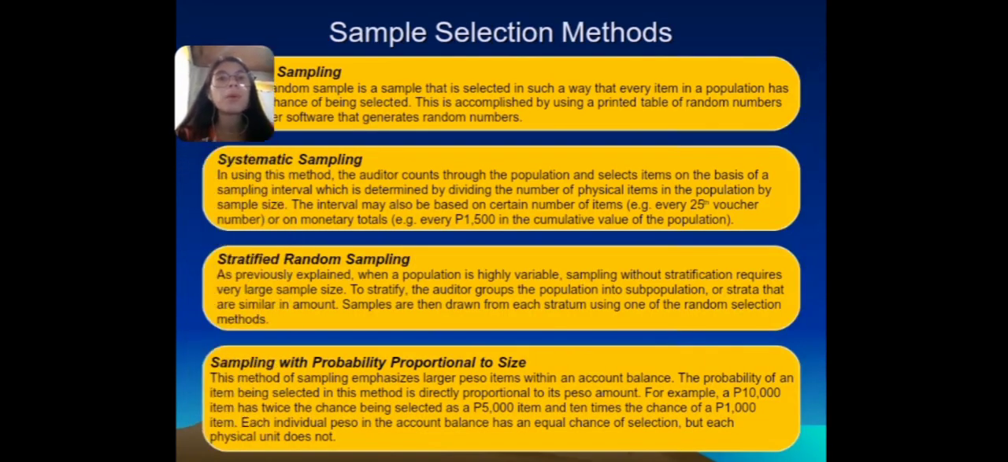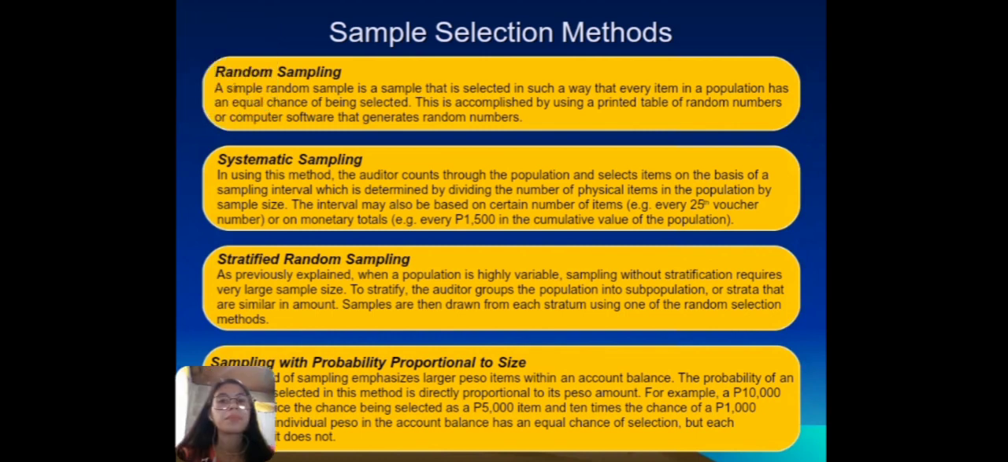Okay, for the sample selection methods. First we have random sampling. So when it's a random sampling, it is a simple random sample. It is a sample that is selected in such a way that every item in the population has an equal chance of being selected. This is accomplished by using a printed table of random numbers or computer software that generates random numbers. The second one is systematic sampling.